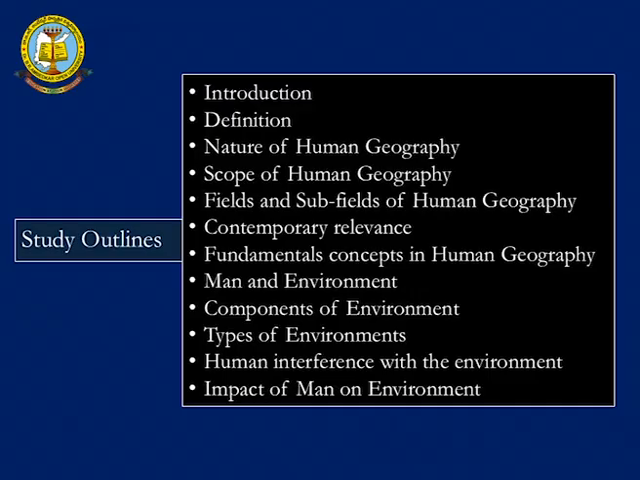As the mother of sciences, geography, today we are going to discuss these topics: nature, scope, fields and subfields, contemporary relevance and the fundamental concepts of human geography, man and environment and the components of the environment, types of environment, human interference with the environment as well as the impact of man on the environment. Let us go quickly one by one.